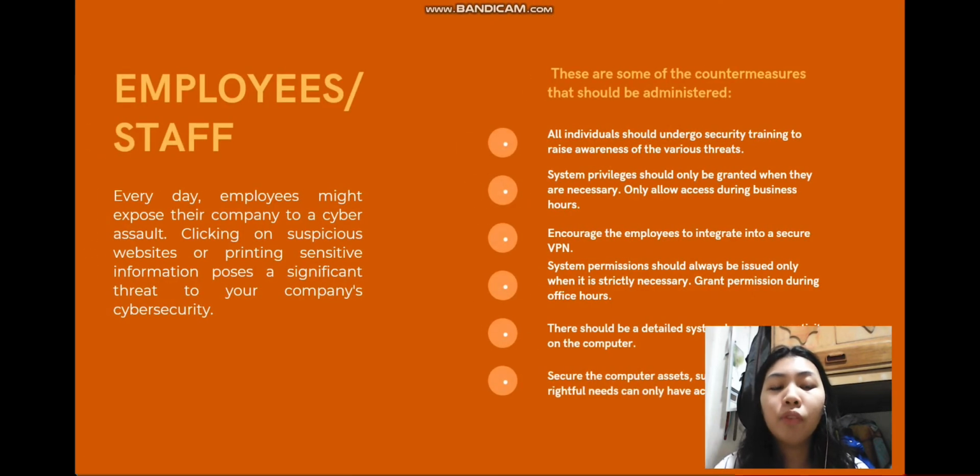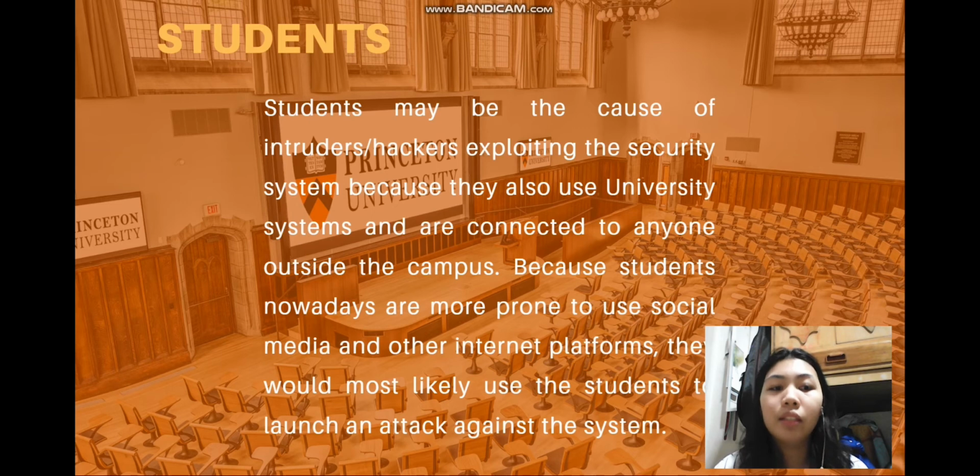An example of a threat to security is employees or staff. Every day, employees might expose their company to a cyber assault. Clicking on suspicious websites or printing sensitive information poses a significant threat to your company's cybersecurity. Next is students. Students may be the cause of intruders or hackers exploiting the security system because they also use university systems and are connected to anyone outside the campus.